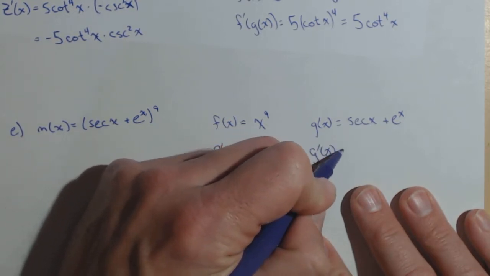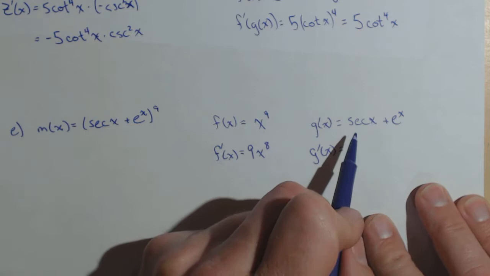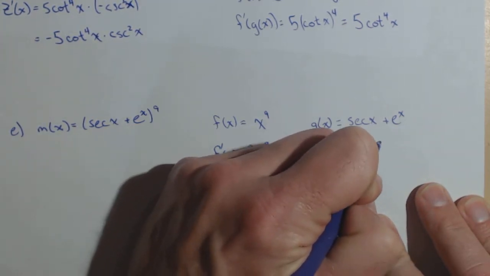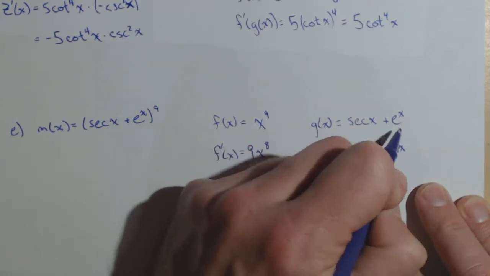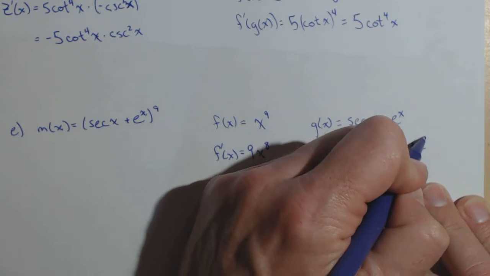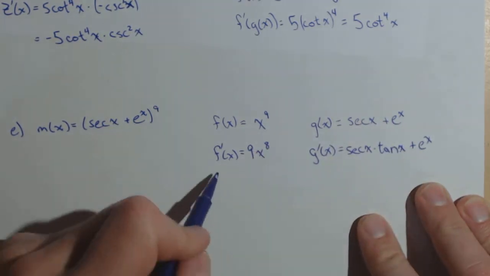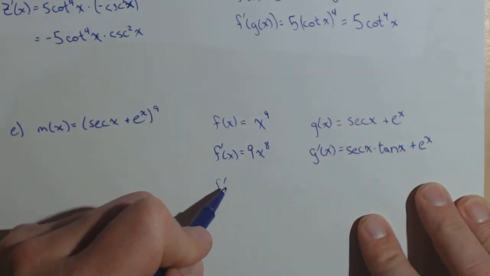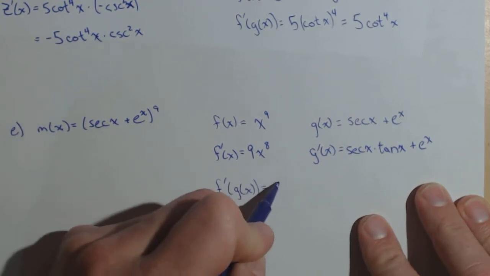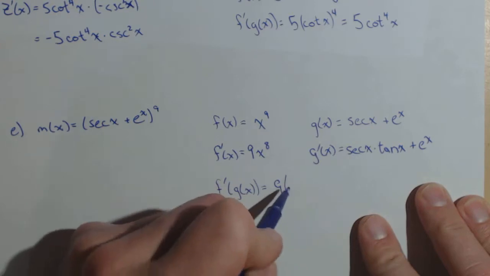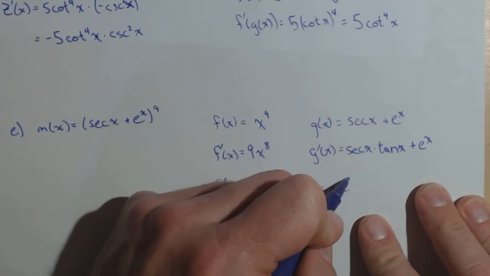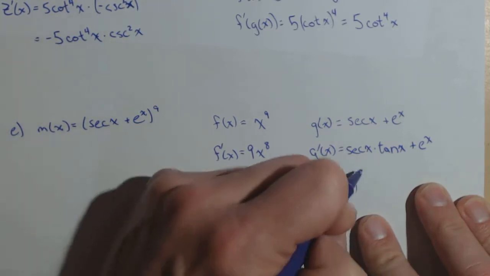g prime of x is going to be a piece-by-piece derivative. The derivative of secant x is secant x tangent x. And we got our easiest derivative. The derivative of e to the x is just e to the x. Again, last step is to plug back in our composition. f prime of g of x is going to be 9 times what g of x is, secant of x plus e to the x, all to the eighth.